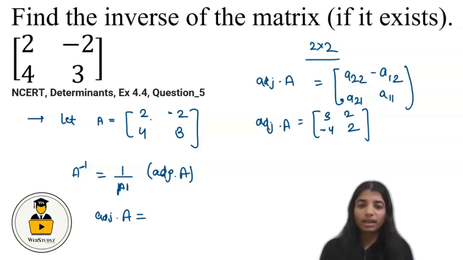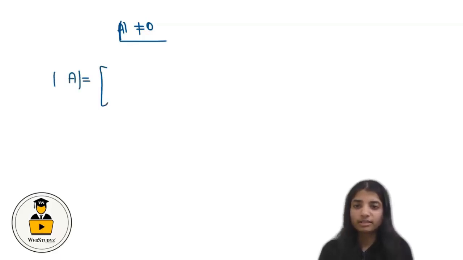We have to find out the inverse of the matrix. Basically, this is our adjoint. Now, the inverse of the matrix. In order to find the inverse, firstly we have to find the determinant of A. If the value of the determinant of A is not equal to 0, then we can say that the inverse exists. If the determinant of A becomes equal to 0, then we can't find its inverse, or the inverse does not exist.